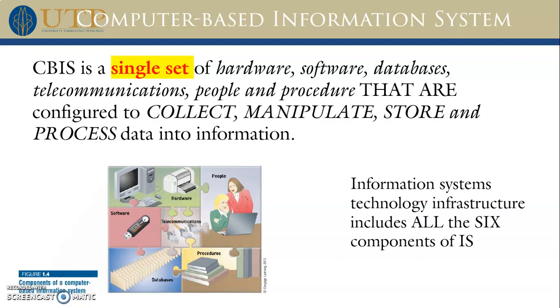The components of an information system number six. There are six components of information system. These components should be included in an IS infrastructure. So in any information system, when we talk about IS infrastructure, it must include the hardware, the software, the databases, the telecommunications, people, and also procedures.